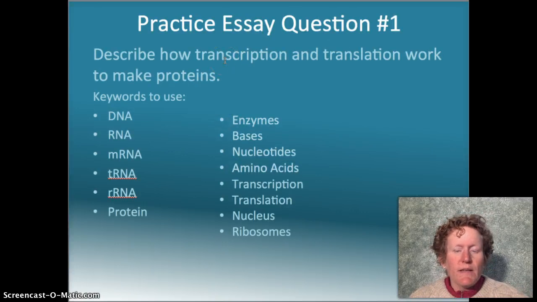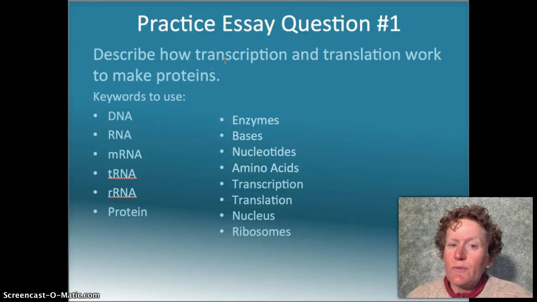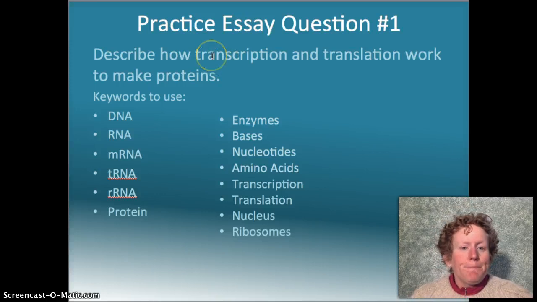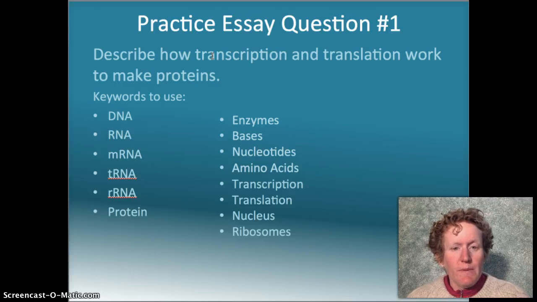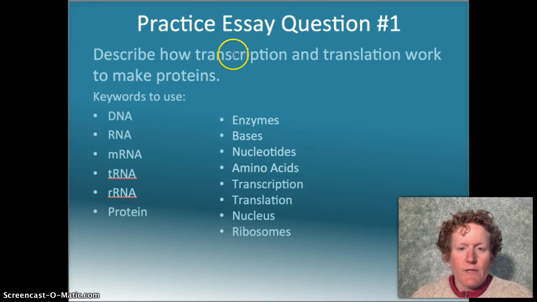Here is a practice essay question. This is not the actual essay question, but if you can answer this one, you should be able to answer the essay questions on the real test. Describe how transcription and translation work together to make proteins.